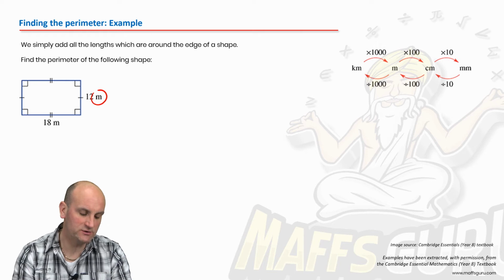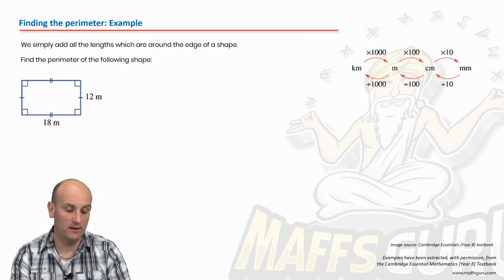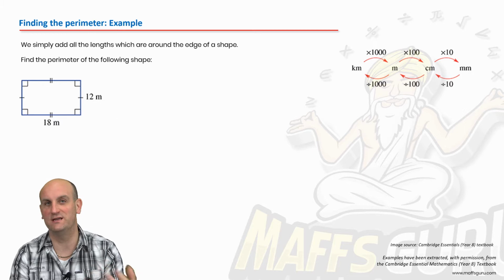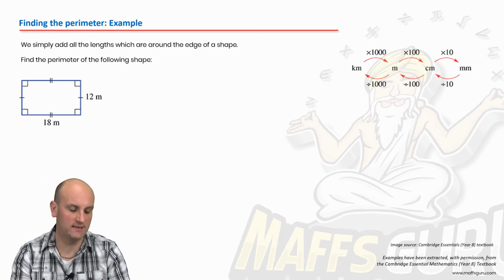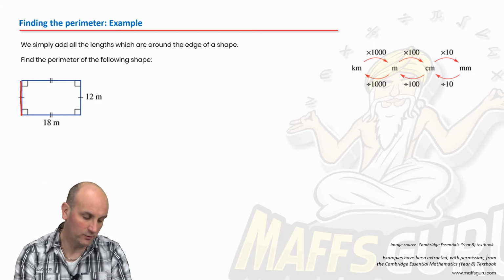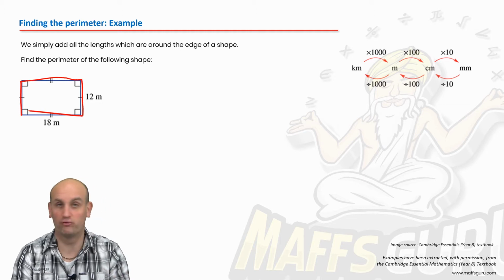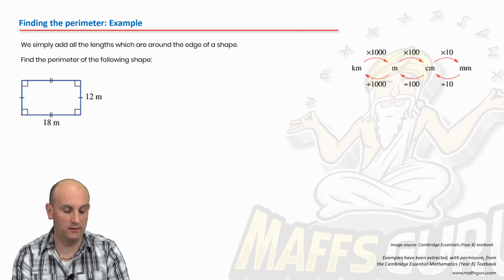I always then check to make sure the units are the same, because if they're not the same, we're going to have to convert the units to make them the same, otherwise it's not going to make any sense. Now, perimeter, I tend to start and I walk around and around, and I draw on my shapes to make sure that I don't double count, and there's lots of ways of doing this.